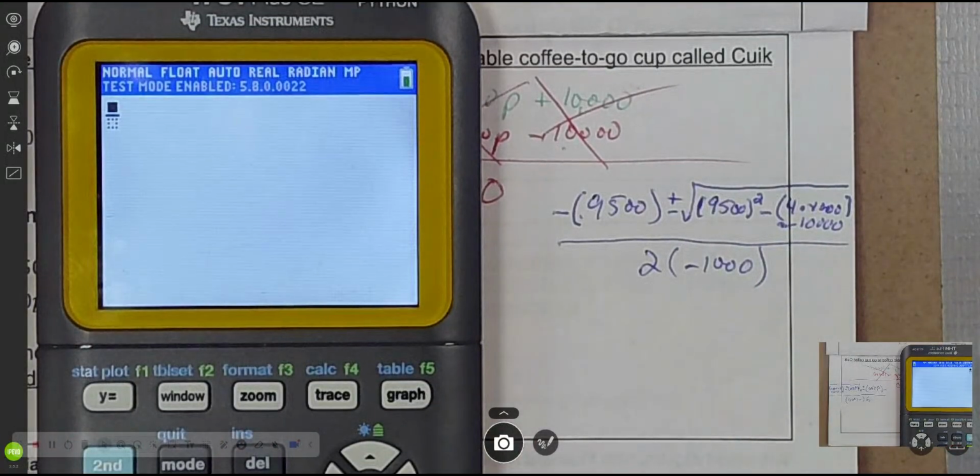Alpha x gives me this fraction. And I'm going to put negative 9,500 in there, like so. I'm just going to put the plus sign the first time. Then I need the square root piece.